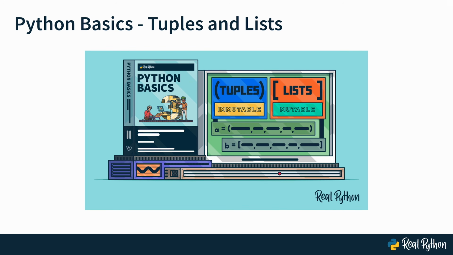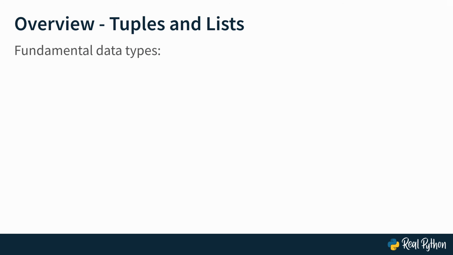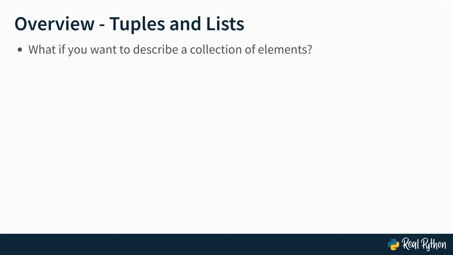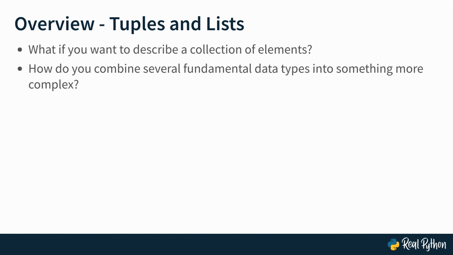Welcome to this Python Basics course about tuples and lists. You've learned about a bunch of fundamental data types at this point. You've learned about strings, integers, and floating point numbers, for example. But what if you want to describe a collection of elements? How do you combine several fundamental data types into something that's more complex?